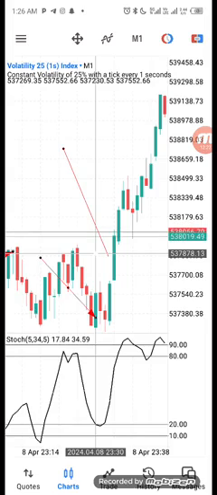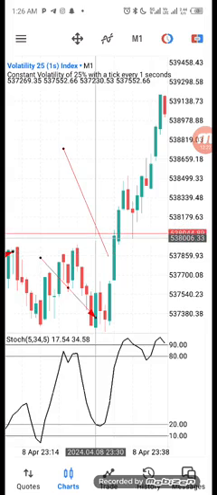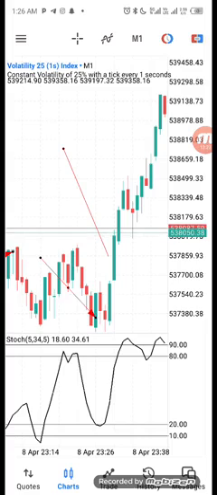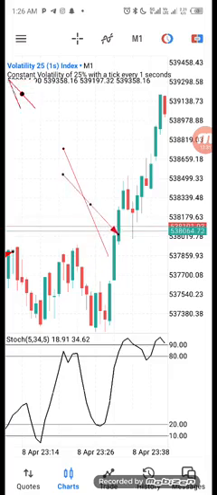So we can now do what? Enter our buy signal from where? We enter our buy signal from here. One, two, three, four, five.